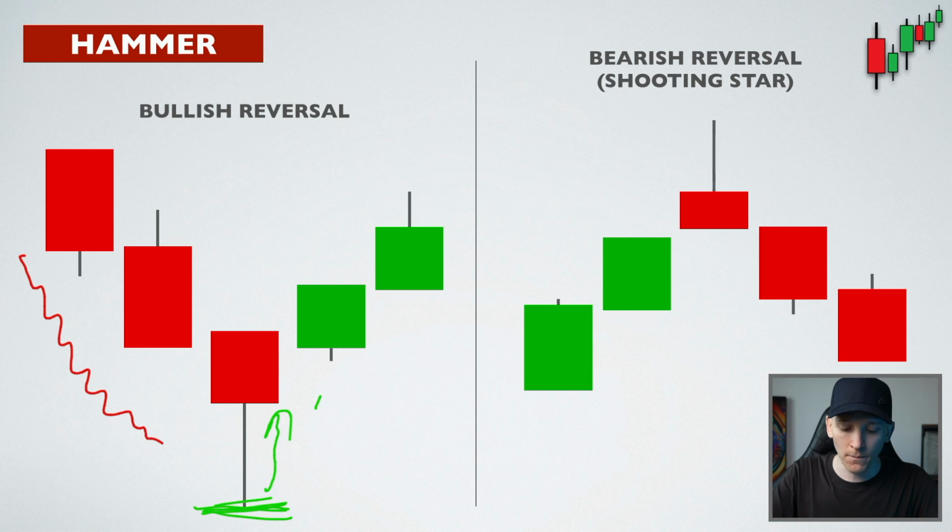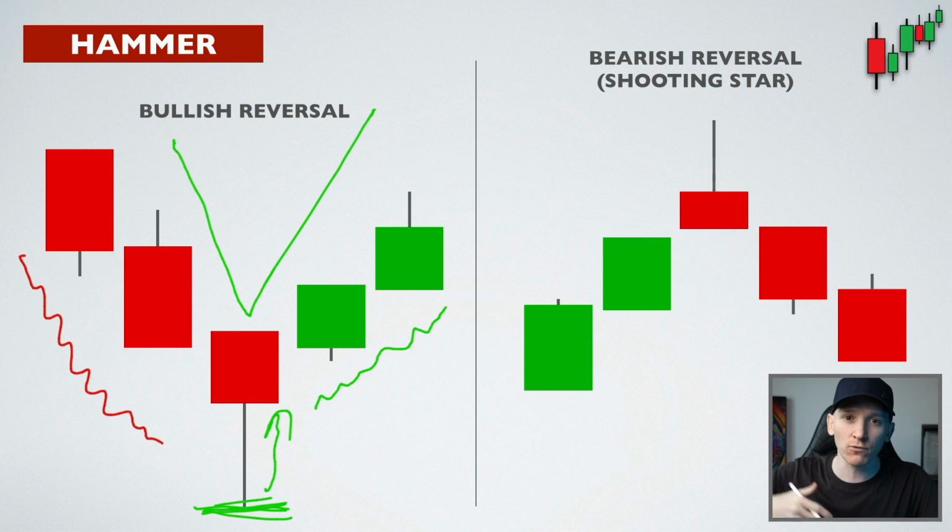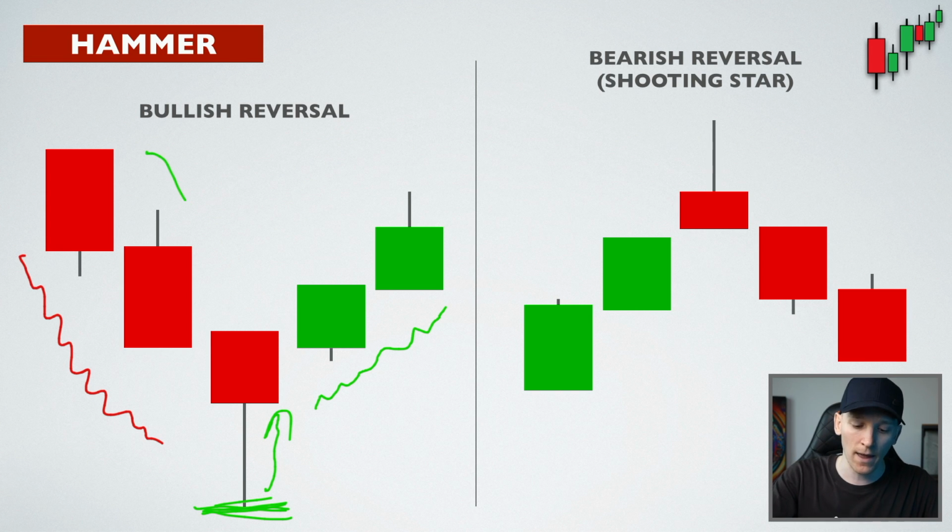As the price moves up, you can see now that we've essentially reversed. It's like a V reversal. So yes, sellers were pushing it down, but now the price is moving back up again. And so that shows us a potential reversal in the price action from bearish into bullish. Hence, we know that as a bullish reversal.